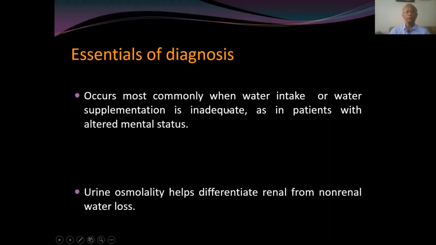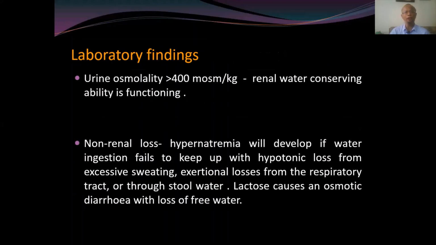Now, what are the essentials of diagnosis? It occurs most commonly when water intake or water supplementation is inadequate, as in patients with altered mental status. Urine osmolarity helps differentiate renal from non-renal water loss. So if the facilities are available, you should measure the urine osmolarity. Now coming to the laboratory findings. Urine osmolarity will be more than 400 milliosmol per kg. That indicates the renal water conserving ability is functioning.